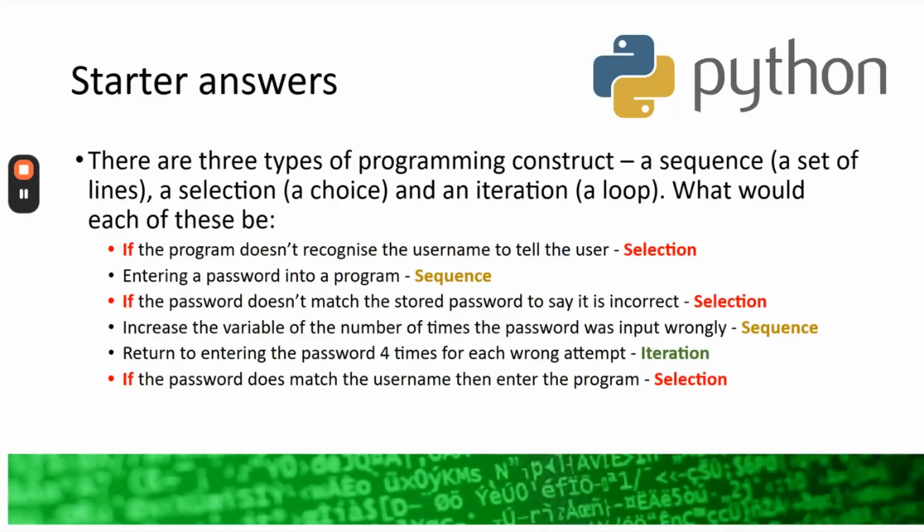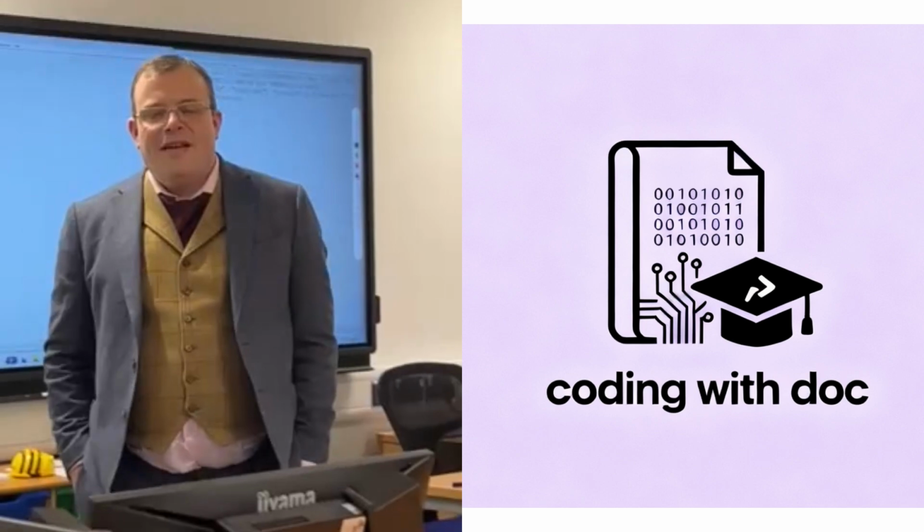And then that last one, you'll notice that magic little word if again at the beginning. If the password does match, then let them into the program. So again, we're dealing with a selection. It's got a choice. Has it got a matching password? Has it not got a matching password? Do one thing or do the other based on that decision.